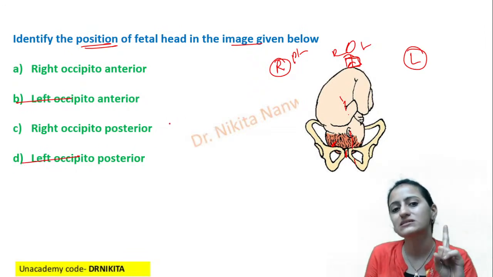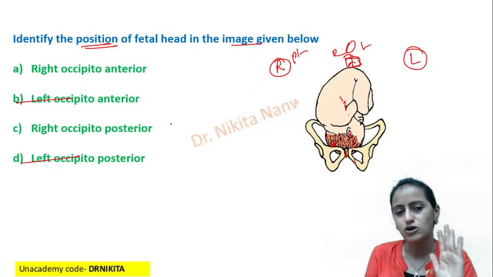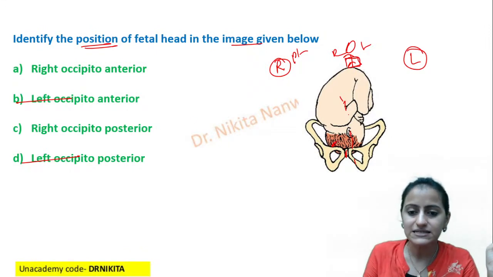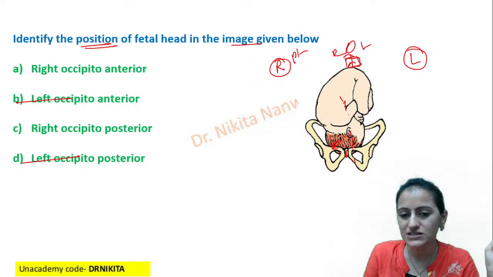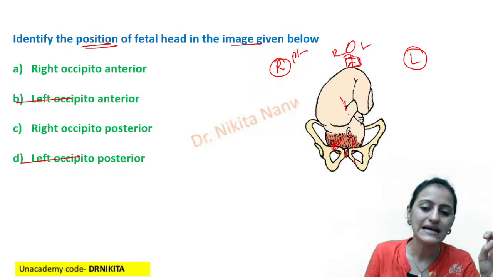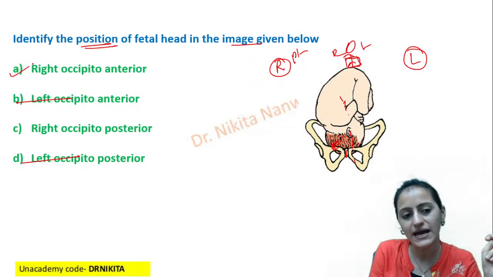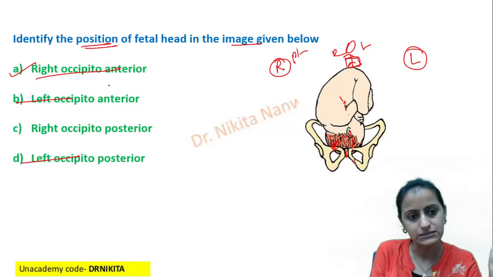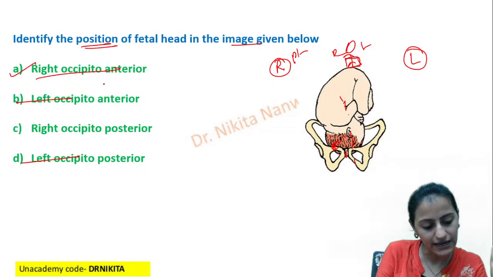Ruling out the options, number one trick to be used in your exams. Options rule out करो. You have high chances of getting the right answer. It is right occiput. Occiput is towards the pubic symphysis, anterior है. This is right occipito anterior. This is right occipito anterior.